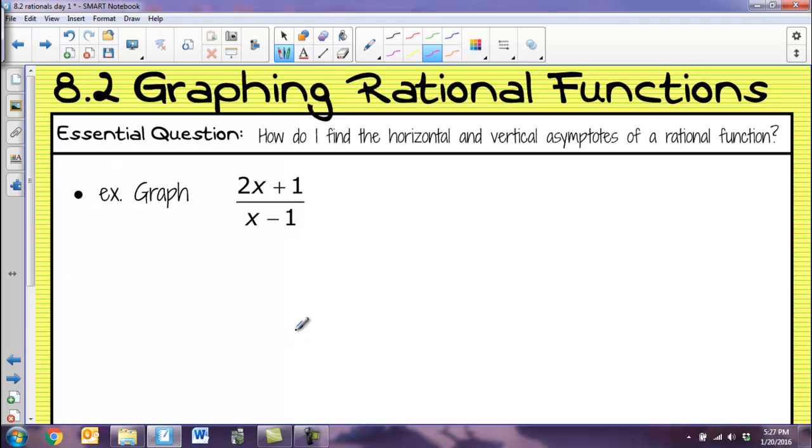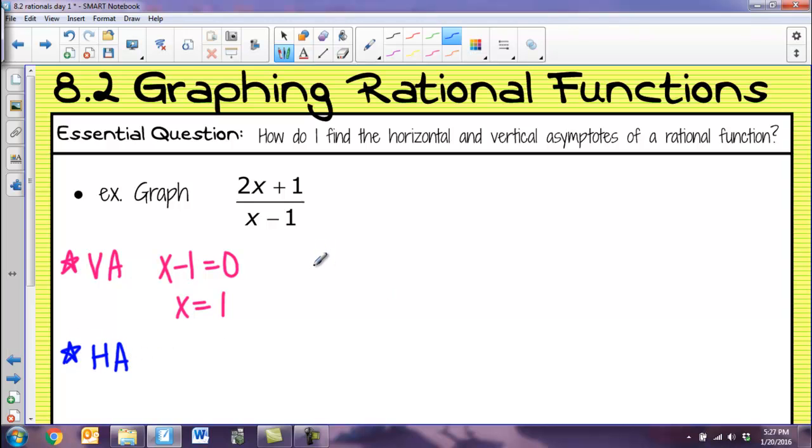Okay, so here's our first example. We're going to graph this thing, 2x plus 1 over x minus 1. Oh, I didn't put a graph on this page. That's so unfortunate. The first thing that I'm going to do is look for the vertical asymptotes. When I find vertical asymptotes, I take my bottom and set it equal to 0. So I have x minus 1 equals 0, so I have a vertical asymptote at x equals 1. Then I'm going to go ahead and look for my horizontal asymptotes.